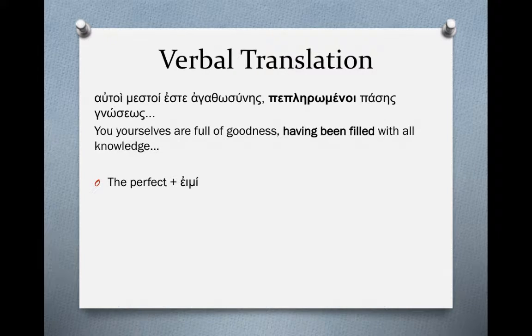Maybe you didn't notice, but in this example we've got a form of eimi, which is este, which is translated you or you all, and that actually accompanies the pepleromenoi. In fact, pepleromenoi wouldn't make a lot of sense if it just appeared by itself without that form of eimi. So the idea is, you yourselves are, having been filled with all knowledge.